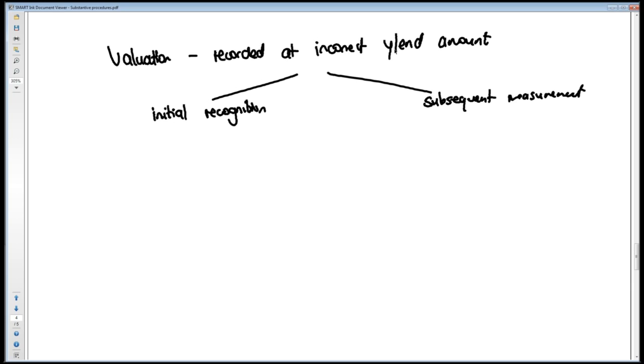That's what IFRS says, right? Initially you recorded at this, and subsequently you recorded at this. If they've just said valuation, test valuation, then I would do initial recognition, testing the accuracy of the transactions during the year, so of your purchases or initial removal of your disposals during the year. And then I would do the subsequent measurements, which is testing your IFRS requirements.